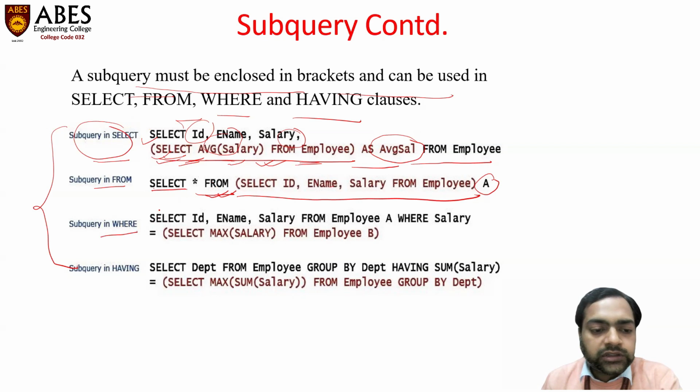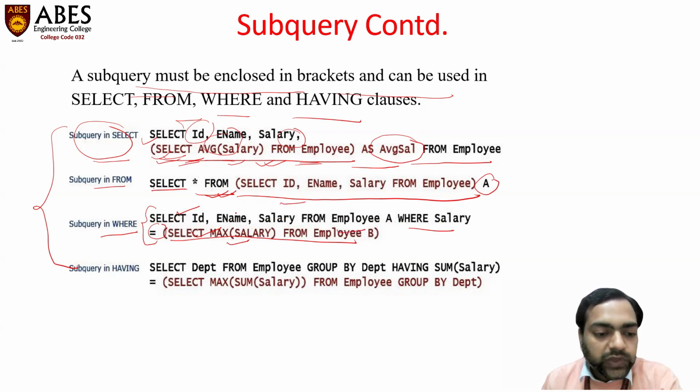We have already seen the example in the previous slide, that select ID, e-name, salary from employee A, where salary, and then after that we have provided the inner query. So in this case, first of all, this inner query will execute, so it will provide the maximum salary, and here we have provided the operator. So basically it will give the employees' information, meaning ID, name, and salary of those employees whose salary is equal to the maximum salary of the employee, right?